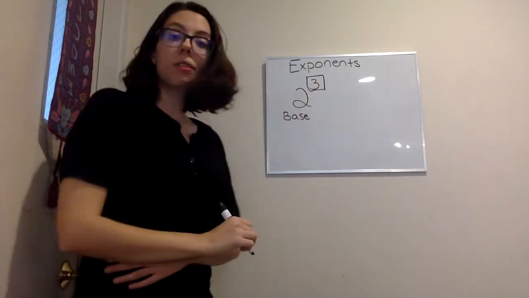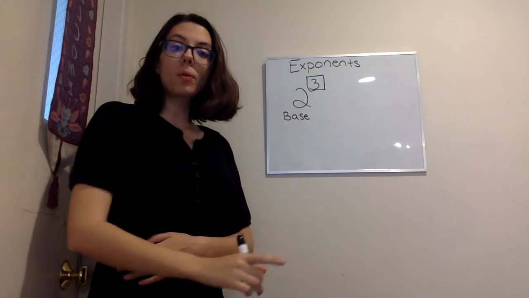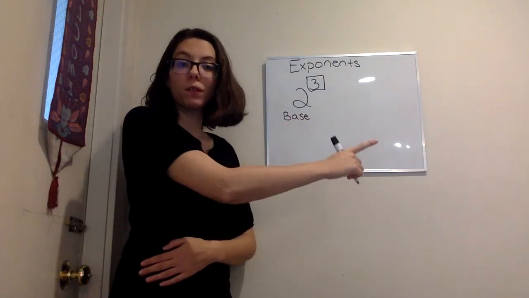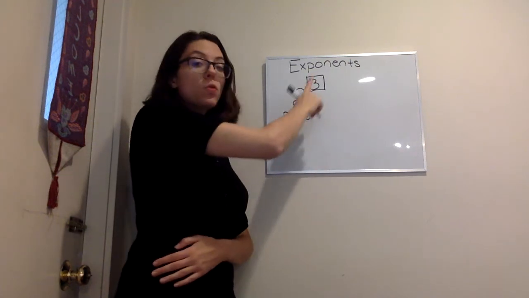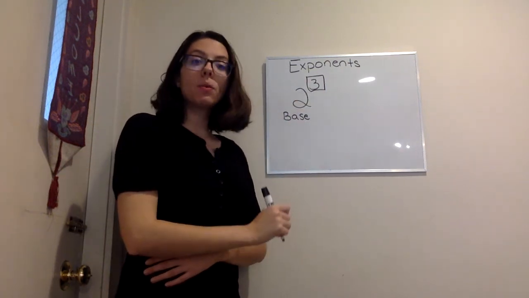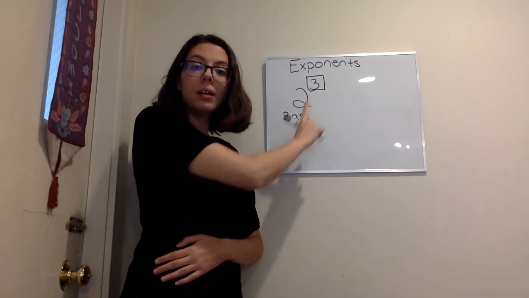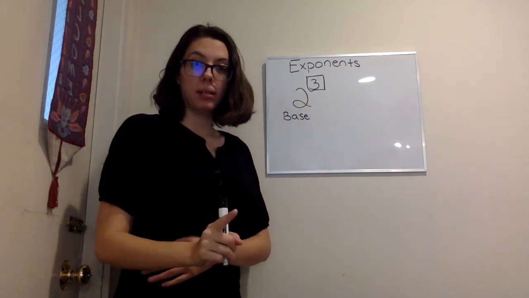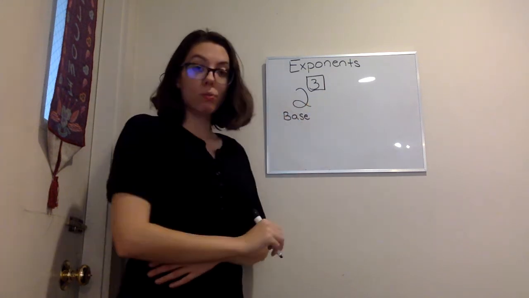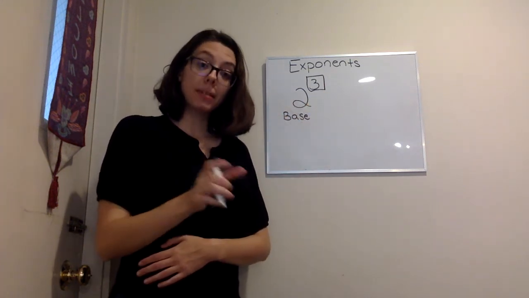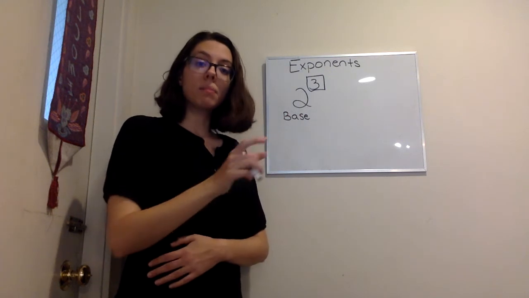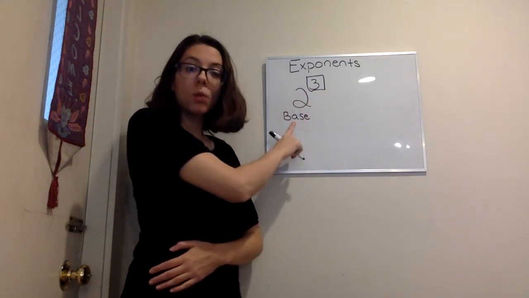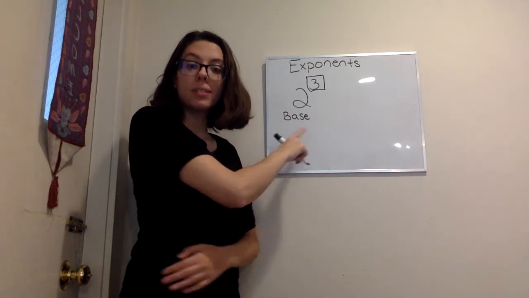This tiny 3 represents how many times you are going to multiply your base number by itself. So when you see 2 to the third power, it means that we are going to be multiplying 2 times 2 times 2. It does not mean that we will be multiplying 2 by 3. That is the most common misconception. It's telling us how many times we're going to multiply this base number by itself.